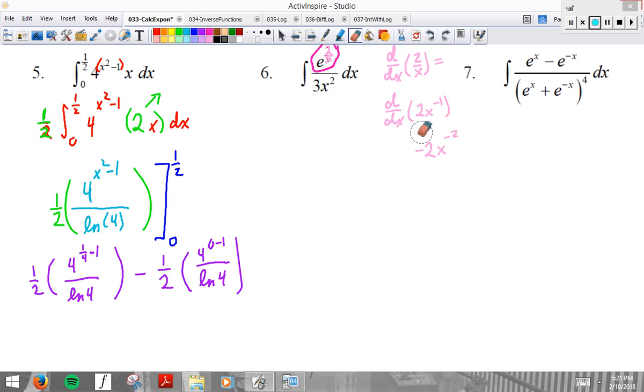So, do I see a way to get this in here? Yes. I'm going to have to be creative, but I definitely notice this x squared in the bottom can be turned into x to the negative 2. So I'm going to rewrite this integral.